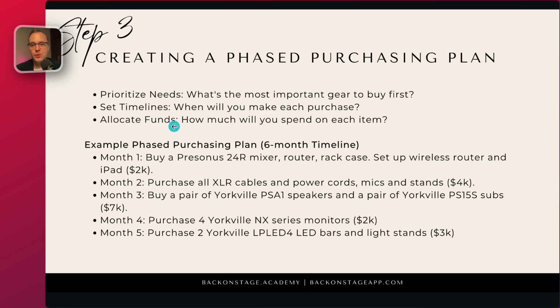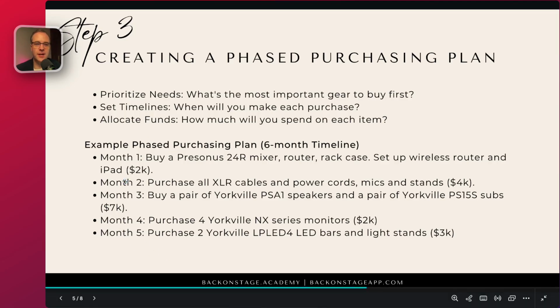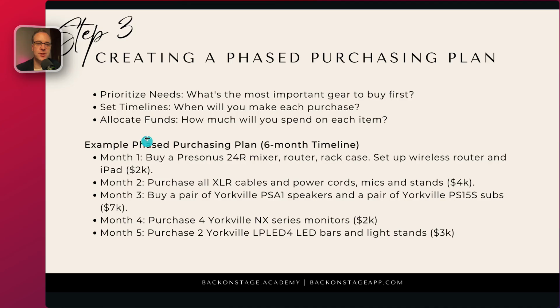So here's an example phased purchasing plan I put together. If I was doing it all over again, I'd probably buy all this stuff over 5 months to match my cash flow a little bit. Start off in January so I've got everything I need by the summer months when my gig season really kicks in. I'd start by buying the mixer first, the router, the rack case, setting everything up, getting an iPad. That's going to run me about $2,000. After all that, maybe I'll purchase all my cables and power cords and mics and stands and just have all those little trinkets ready to go.